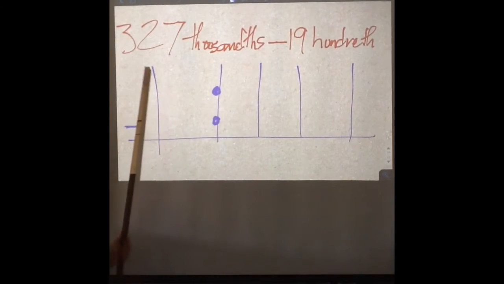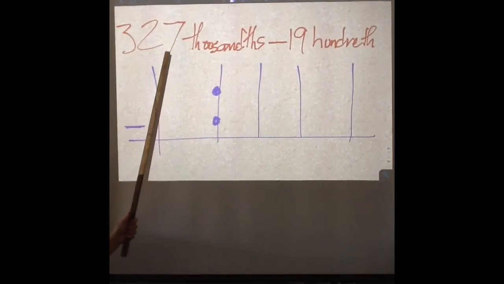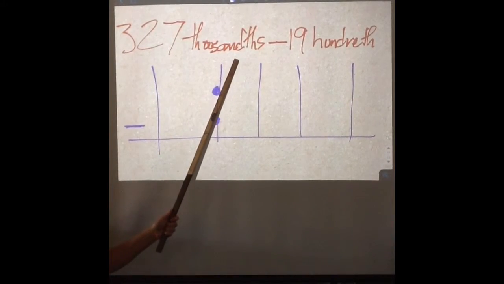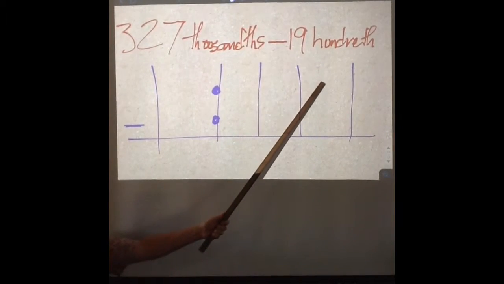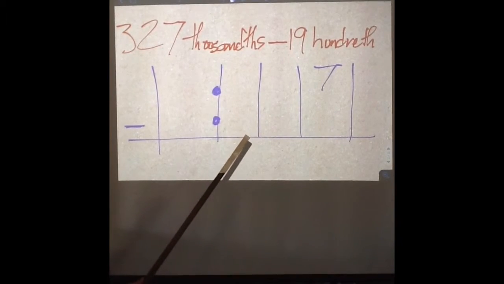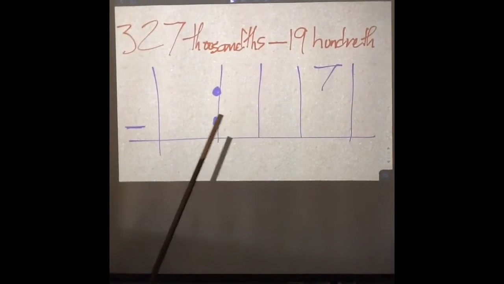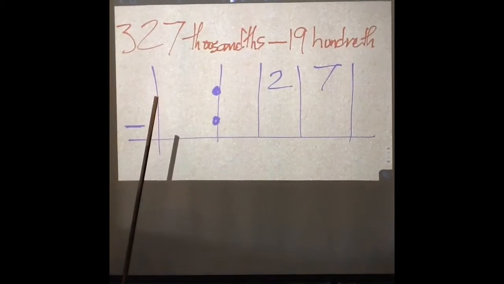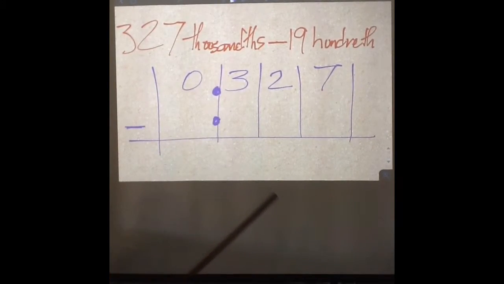Where does the 3, where does the 2, where does the 7 go? When you say 327 thousandths, then the 7 needs to be in what place? In the thousandths place. So this is tenths, hundredths, thousandths. That means our 2 goes in the hundredths place, and our 3 goes in the tenths. Good job. And I'm just going to put a 0 there because I have no whole numbers, right?